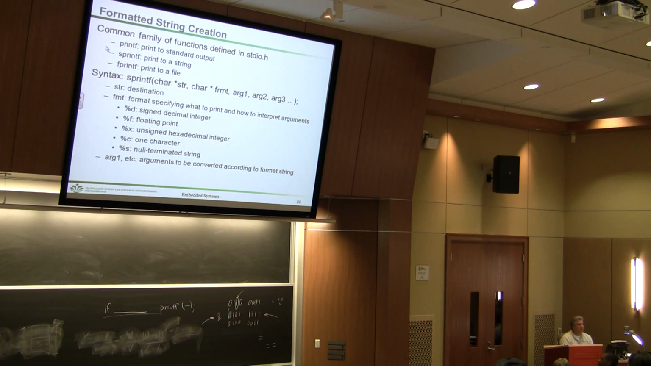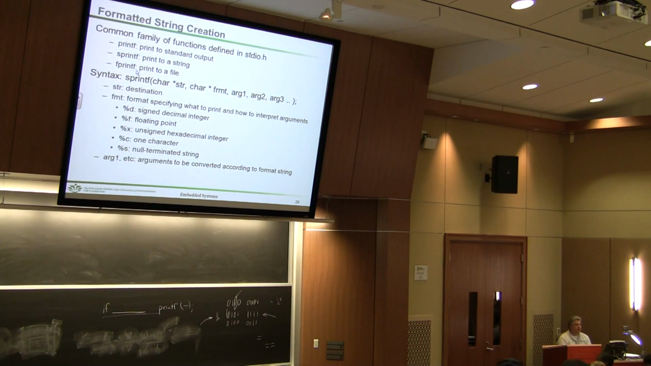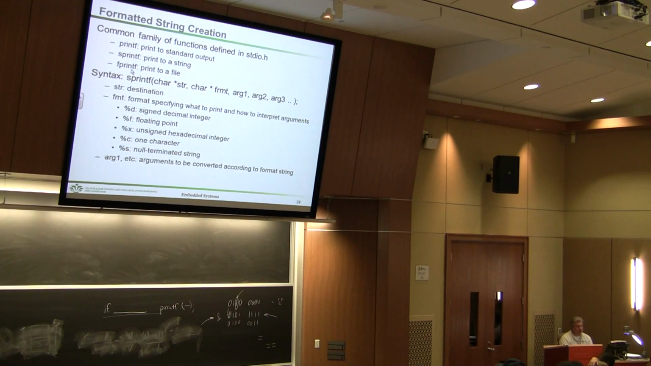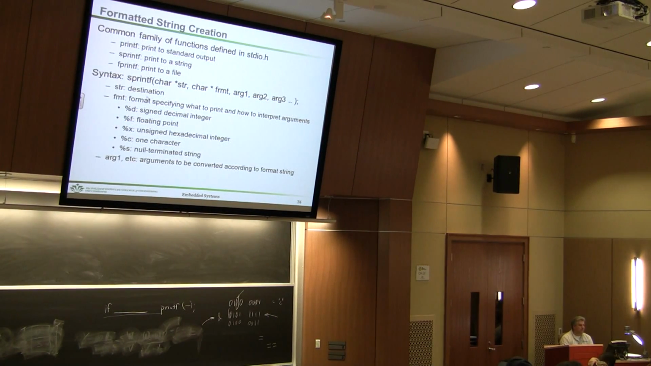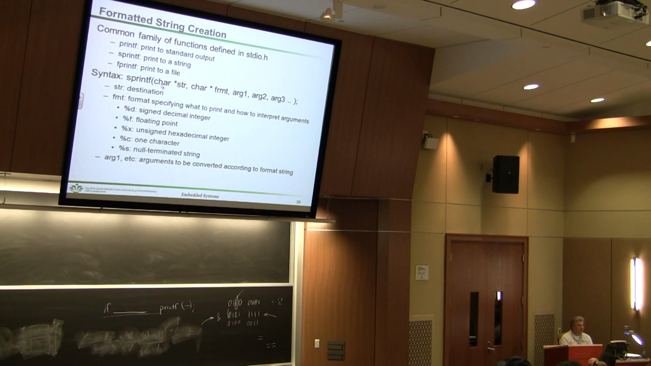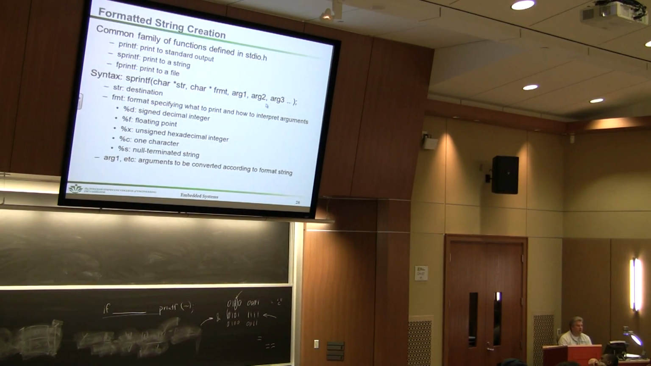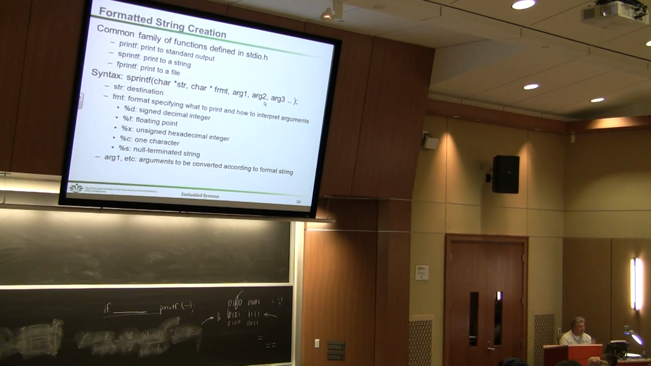So if you want to do some formatted output, printf, sprintf, and fprintf are ones that you could use. sprintf prints to a string, fprintf prints to a file. The different syntax associated with this includes whatever your characters are, and then any sort of arguments that you have after that. This is best shown with an example.